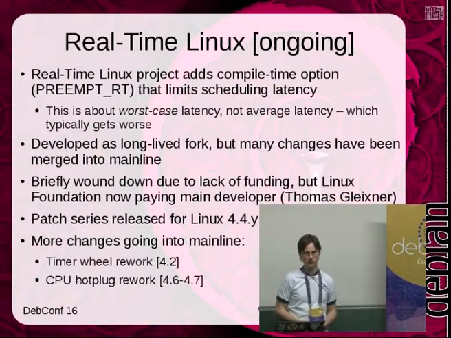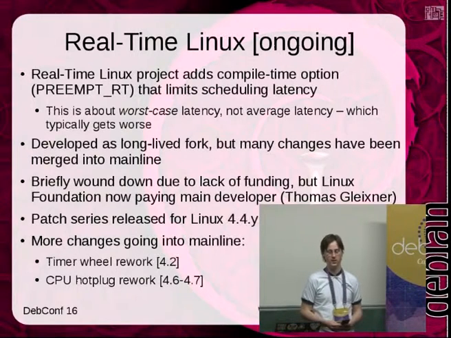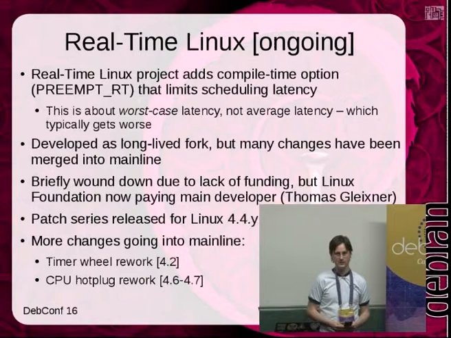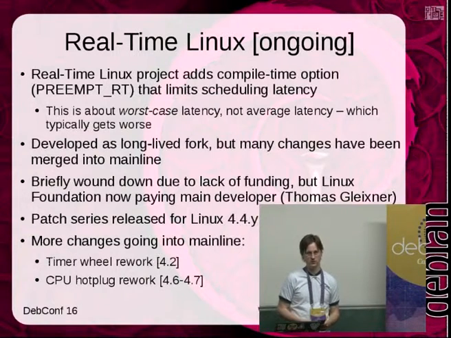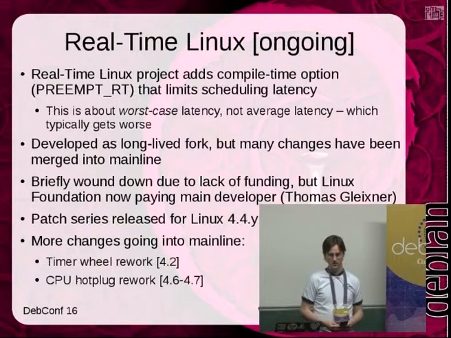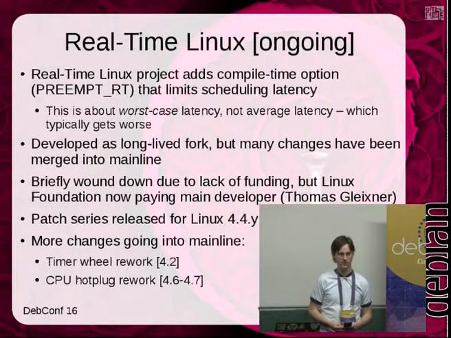The important thing about real time is that the maximum latency is limited, and there's a lot less jitter. The latency of responding to events is predictable. So yeah, it's a long-lived fork, but a lot of the changes that have been made on that fork have gone into mainline. The difference from mainline is something like 300 patches, which sounds like a lot, but a fair number of them are tiny bug fixes to make drivers work with real time.